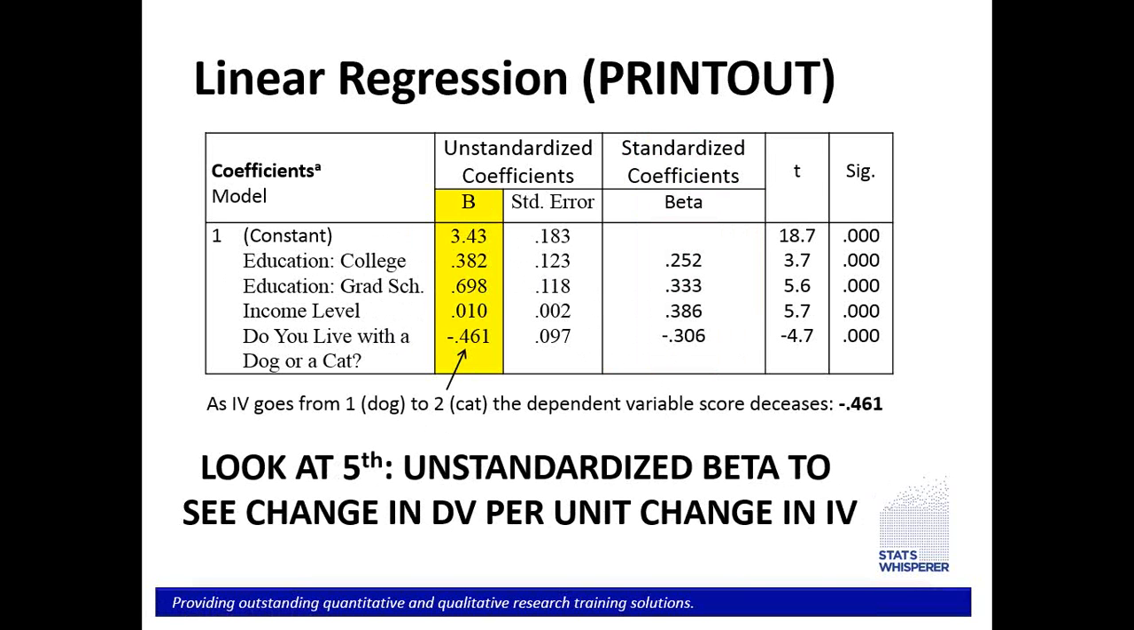So that's about half a point, which is large because the dependent variable happiness only goes 4 points, 1 to 5, right? And of those 4 points, it's saying that if you live with a cat instead of a dog, you have almost half a point, 0.5, a half a point decrease in your happiness score. So that's what that indicates.